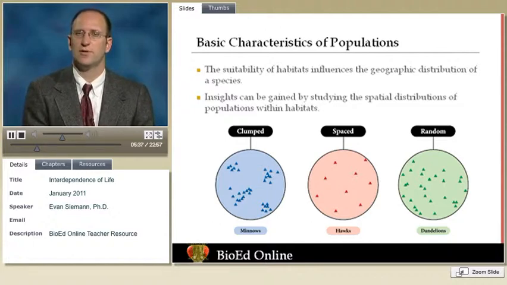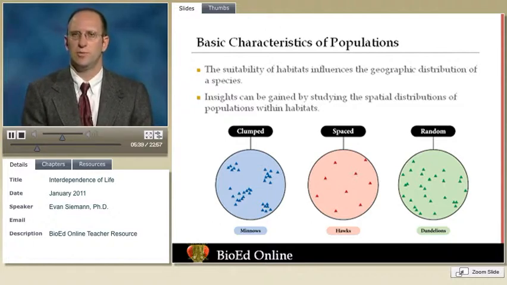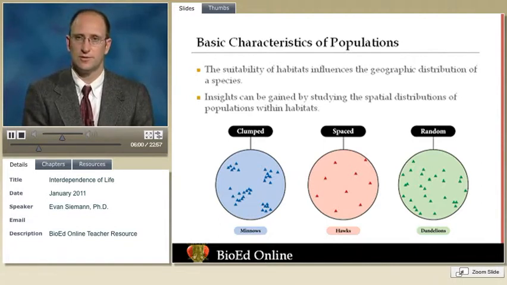Another reason you may get organisms clumped would be because offspring don't disperse very far from their parents. If you have an oak tree growing out in the middle of a forest, you can imagine that the offspring, the acorns of that oak tree, would fall fairly close to the tree. So just because the offspring didn't get very far from the parent, you could get clumped distributions, even though the habitat is suitable throughout the forest.